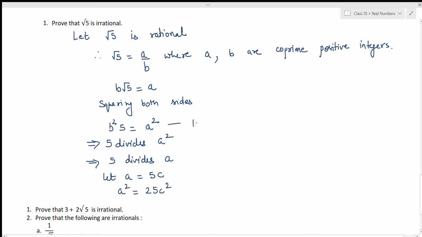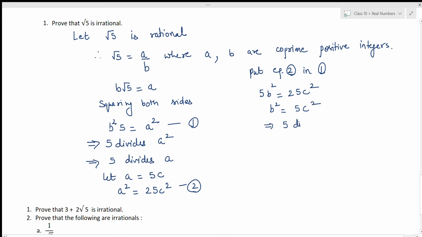Now let this be equation 1, this be equation 2, and I'll put equation 2 in 1. So what you will get is 5b square equals 25c square. So here I can say b square equals 5c square. Meaning this implies that 5 divides b square, which implies that 5 divides b.